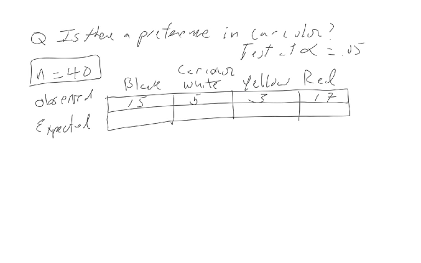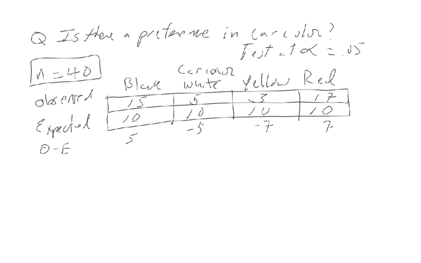Now what goes in the bottom row is what is expected if the null is true. So you're basically thinking, if my experimental hypothesis is that there will be a preference in car color, the null would say there won't be a preference. The way that shows up numerically is that they should all be the same, in which case if I observe 40, I should see 10 in each category.